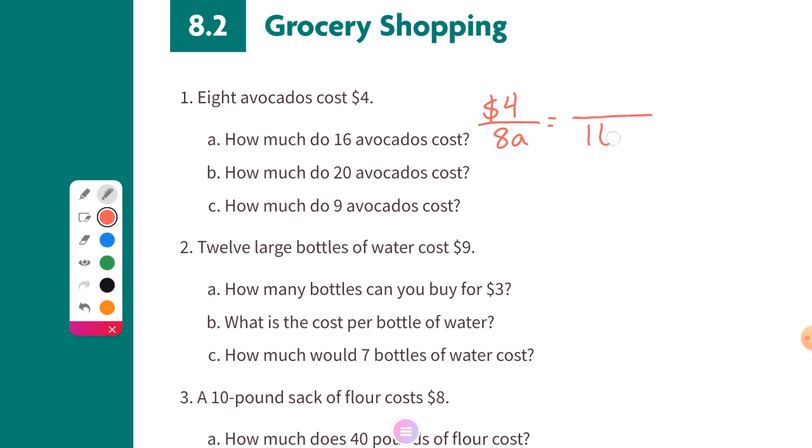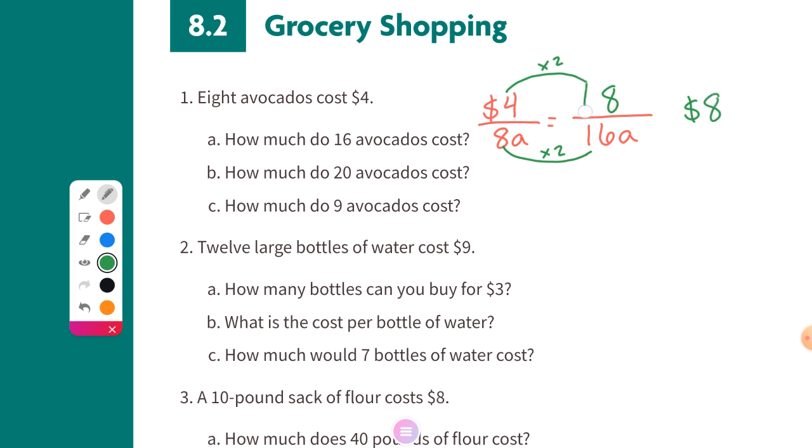I'm going to set up 16 avocados. Can I get there without breaking it down first? Yes. Did this one ask me for a unit rate? No, it just said if it's this much for 8, how much for 16? Can we solve it the same way? Yes. How do I get from 8 to 16? Times 2. So what is 4 times 2? 8. So our answer is $8.